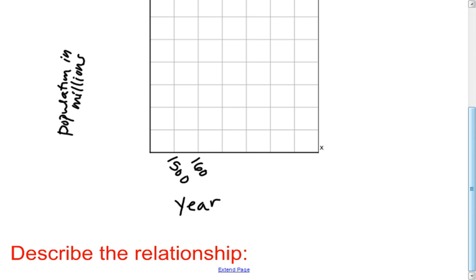This is 1600, 1700, 1800, 1900, the year 2000, and the year 2100. Seems like a long ways away, doesn't it? All right. If we look at our population goes from 500 all the way up to 5,000. So if I have to go up to 5,000, I probably want to scale my y-axis by 1,000. So I'm going to just start at 0 and go 1,000, 2,000.